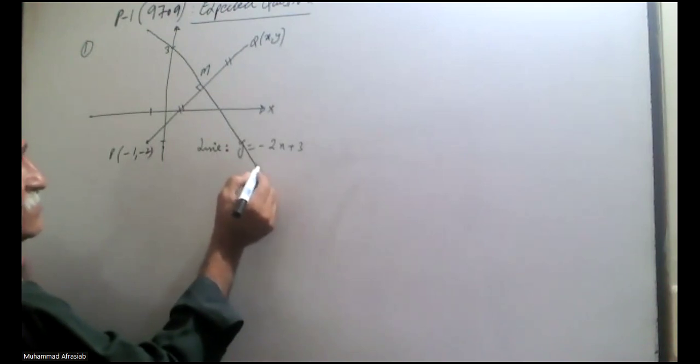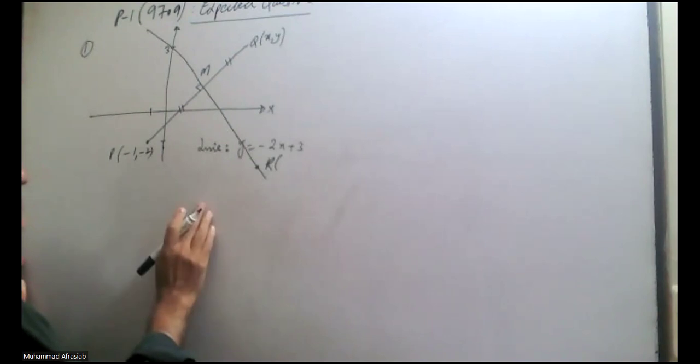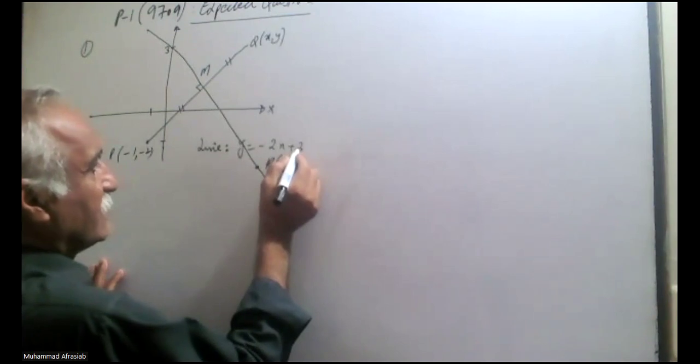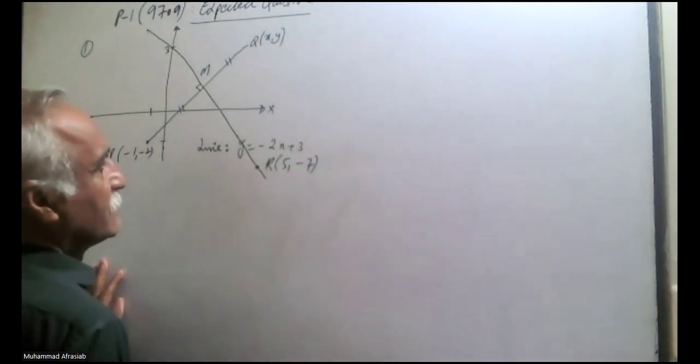So let's say the R coordinate has the x coordinate equal to 5. We can write this as: if x is 5, then the y coordinate is -2 into 5 plus 3, minus 10 plus 3, which is -7. So the R coordinate we have calculated there. Now we have to find out the coordinates of Q, which is the image of this point P.